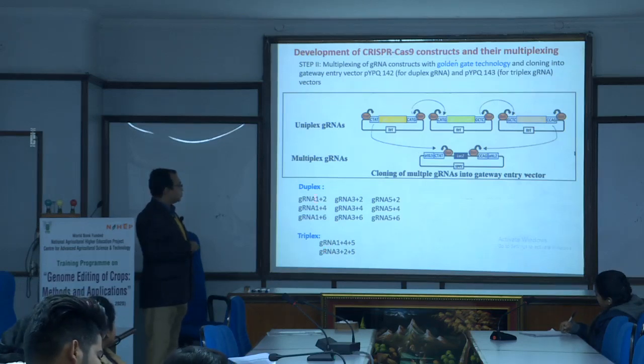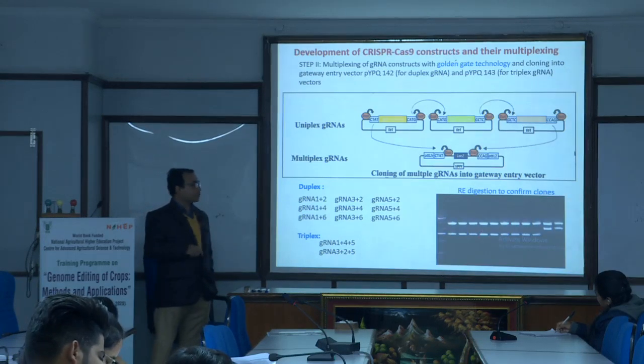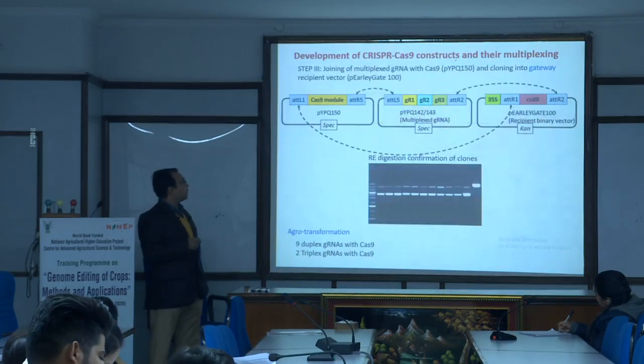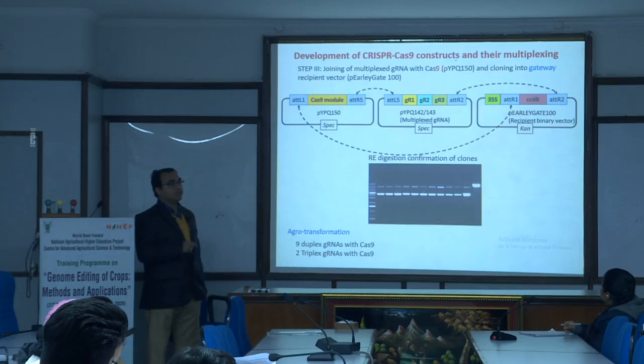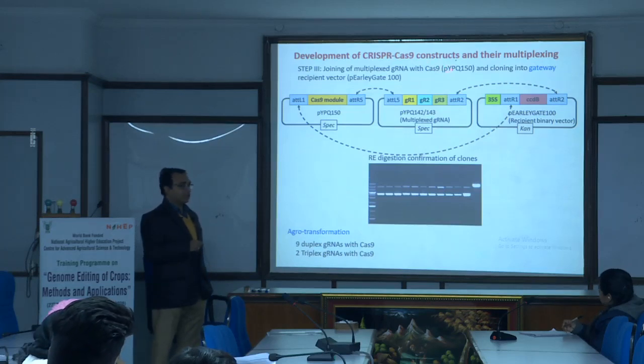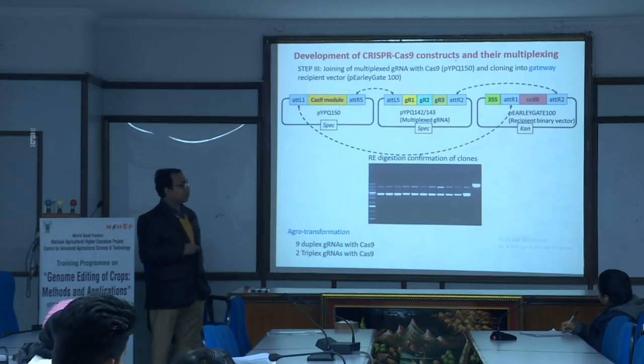So, these 9 duplex and 2 triplex constructs were developed as multiplex constructs, and they were confirmed through restriction digestion. And finally, the third step, we have to join this multiplex gRNA with the Cas9 molecule and transfer them into a binary vector using the Gateway technology.